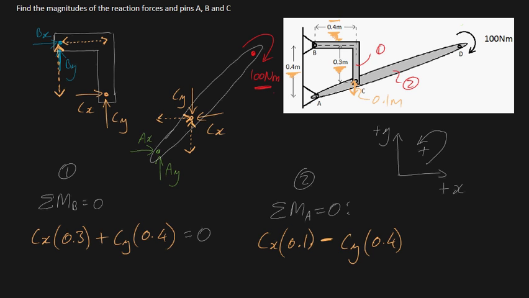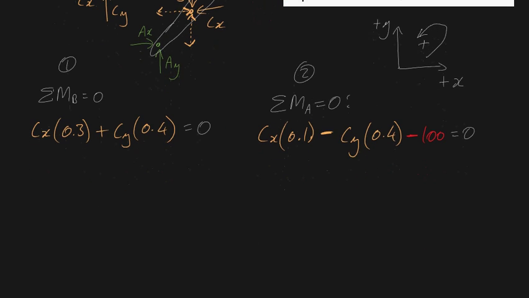Notice this 100 Newton meter force, torque, I should say. It doesn't matter where it is. The point is that it's on our second free body diagram, so we need to include it in our moment balance, and it's in the clockwise direction, which is negative by our convention, so it's going to be minus 100, and that's going to be equal to 0. Okay, guys, that was by far the hardest part of this problem. If you can get that, then you are well on your way.